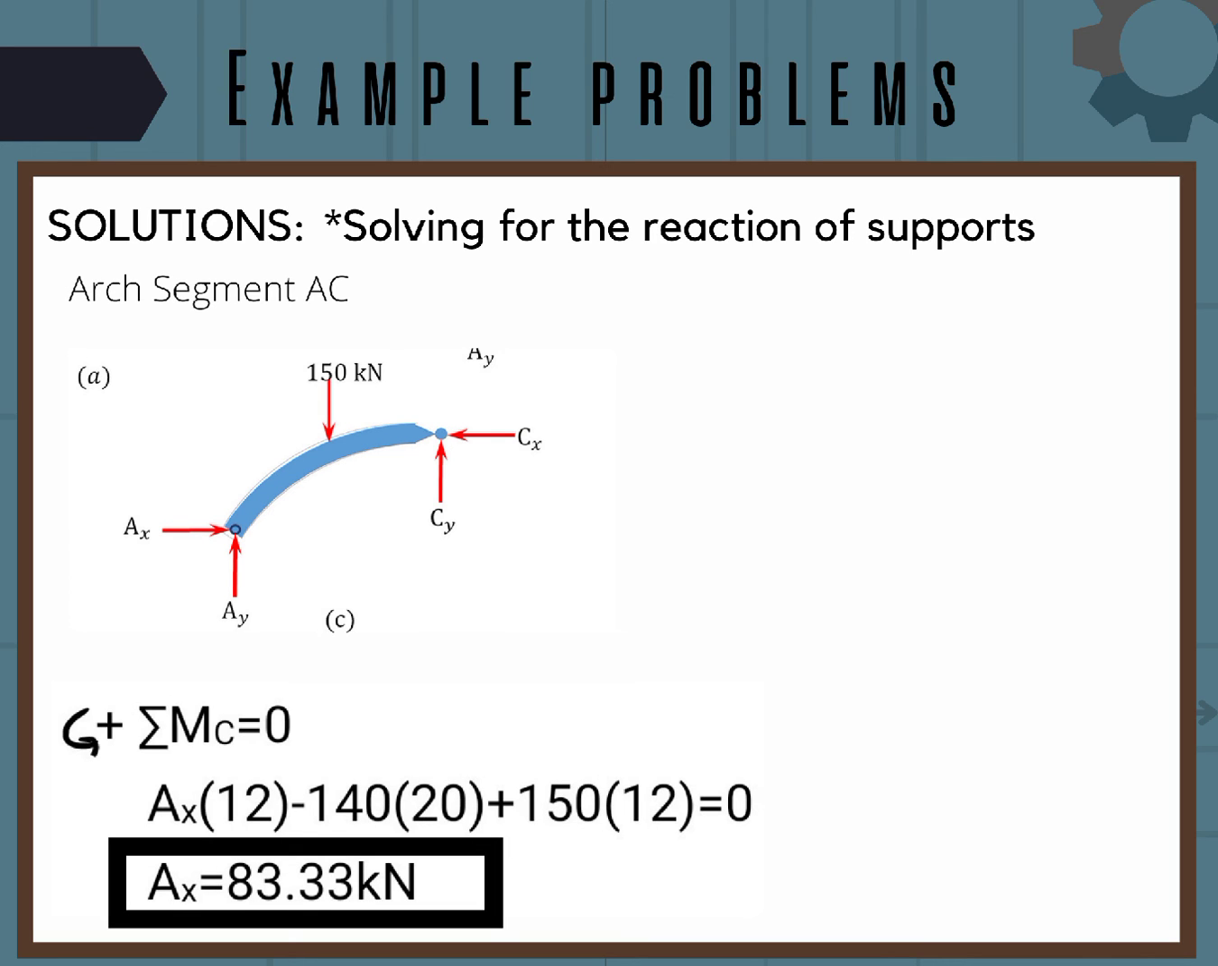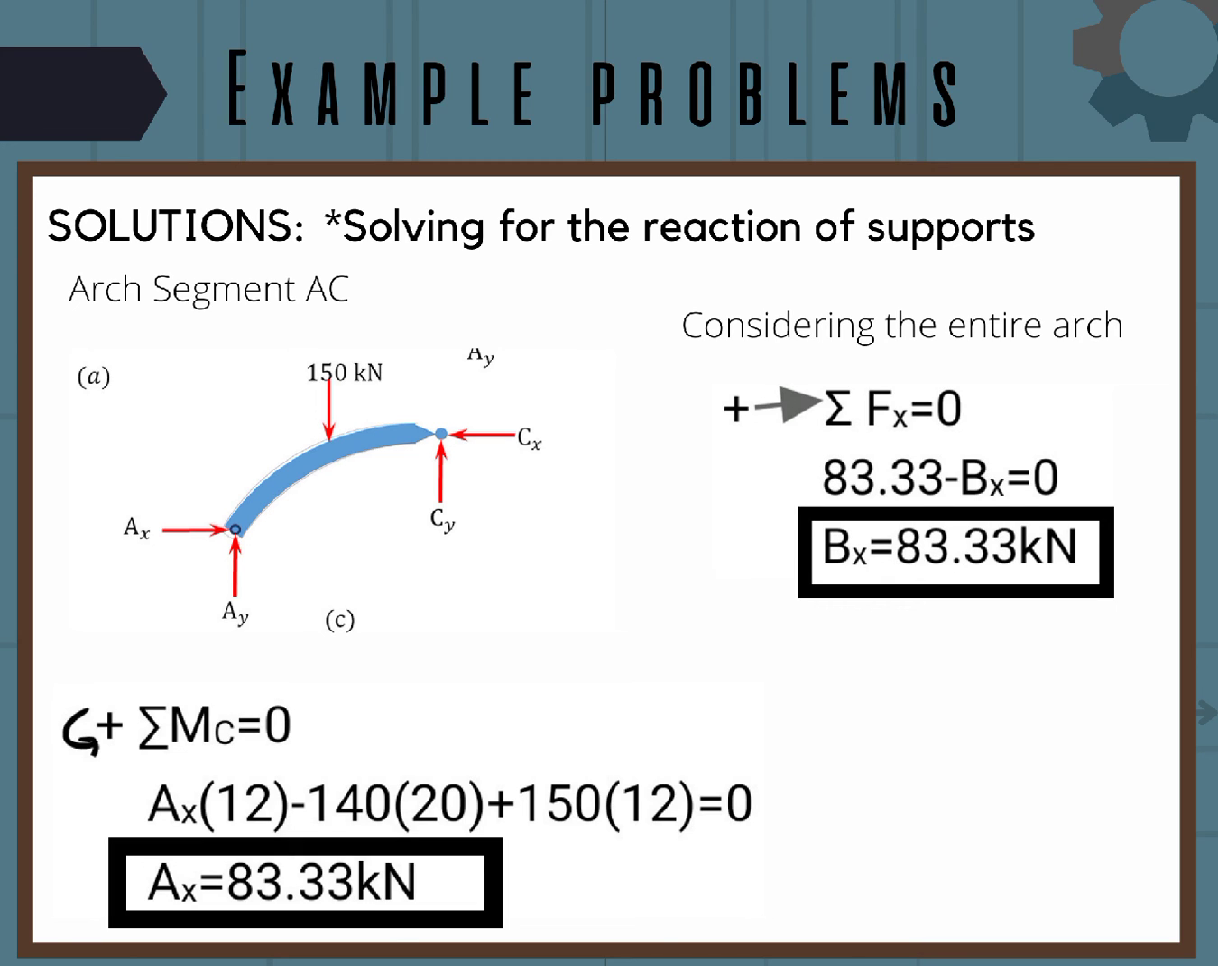Solving for the reaction of supports, arc segment AC. So, at moment C is equal to 0, force of AX times 12 minus 140 times 20 plus 150 times 12 is equal to 0. Force of AX is equal to 83.33 kilonewton. Again, considering the entire arc, summation of all horizontal forces is equal to 0. 83.33 minus force of BX is equal to 0. So BX is equal to 83.33 kilonewton.